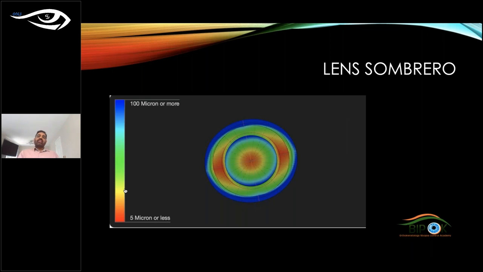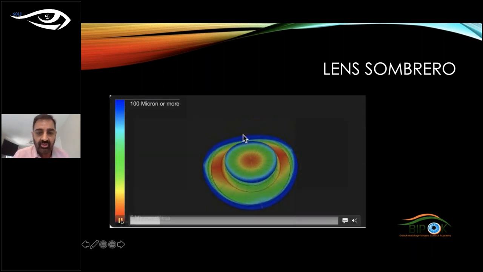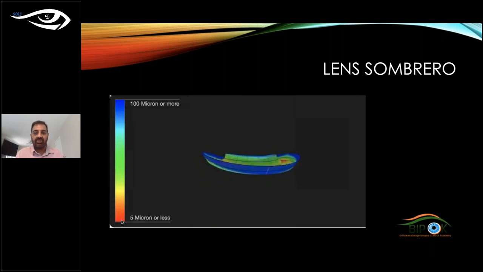Now, I call this the lens sombrero. So again, we're looking at where the forces of the lens are applied. This is quite interesting when you look at where the forces are applied and how it looks.